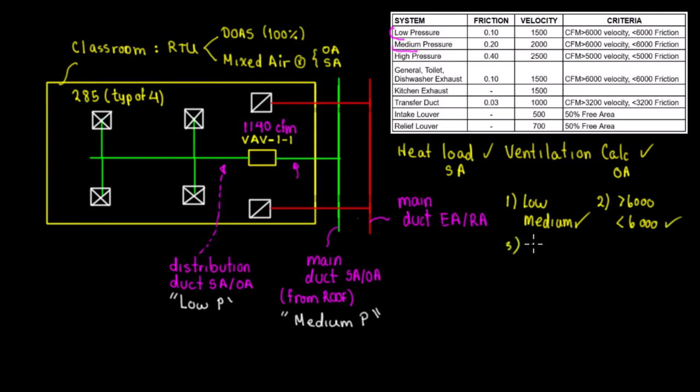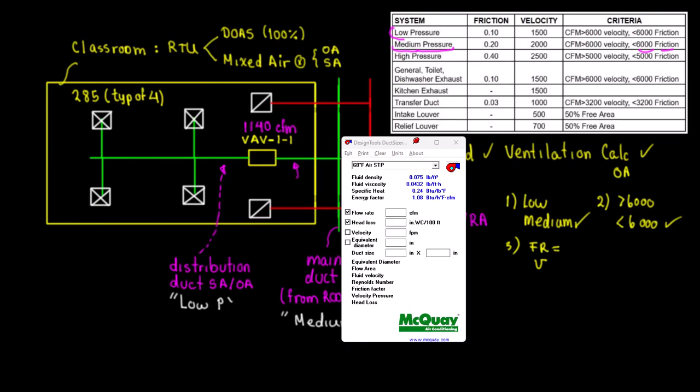What's the criteria? You are either going to size this duct based on friction or based on velocity. If it's medium and it's less than 6,000, I'm going to put it in pink. Now we know that it's medium pressure, and it's less than 6,000, so we do friction. What's the friction? Friction rate is 0.2. There we go, 0.2.